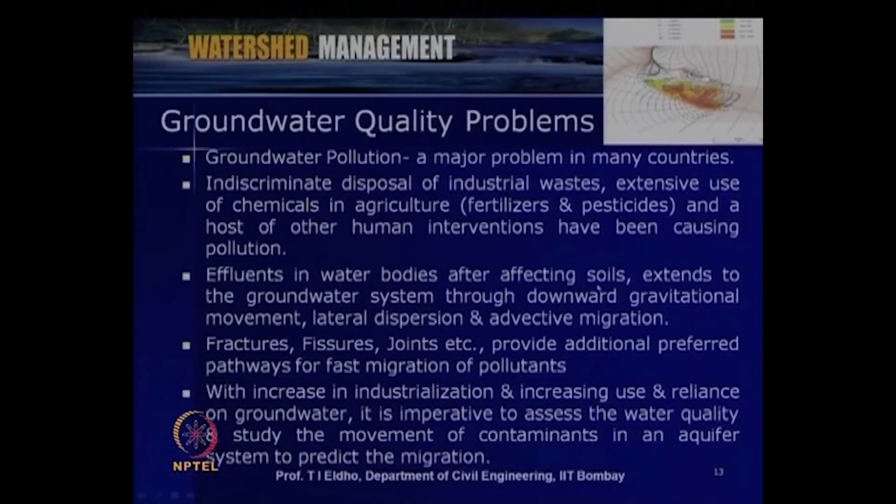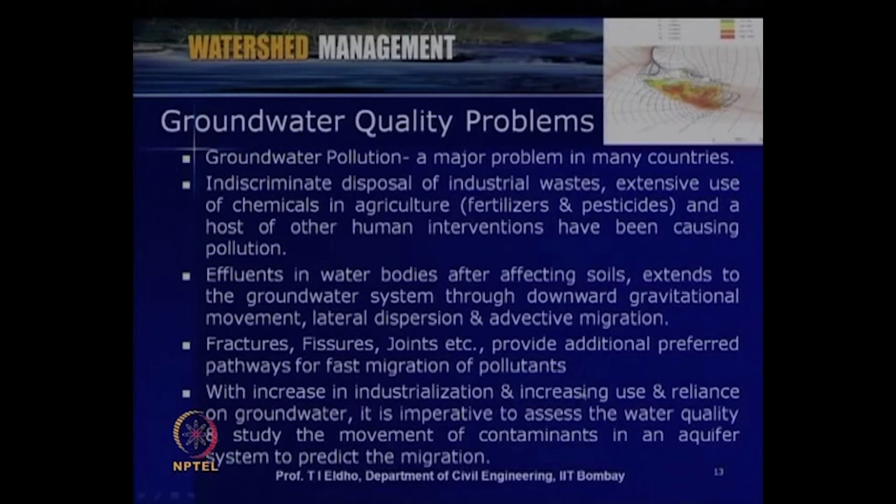So effluents in water bodies, after affecting soils. If untreated effluents, or treated effluents to a certain extent, are put into rivers or lakes, this water will percolate down to the groundwater system through downward gravitational movements, lateral dispersion and advective migration. You can see that in this figure. So this groundwater pollution takes place and it will move further, and the fractures, fissures, joints etc. in the groundwater or aquifer system provide additional preferred pathways for fast migration of pollutants.